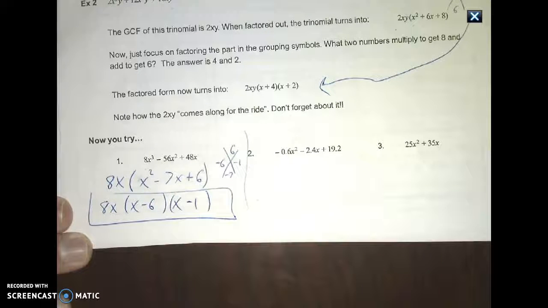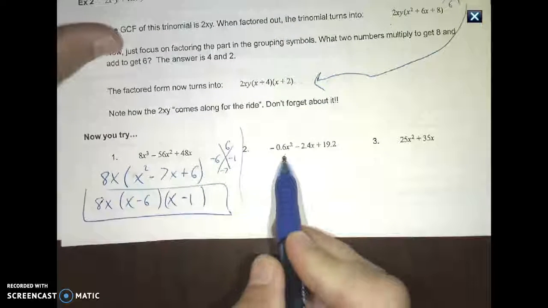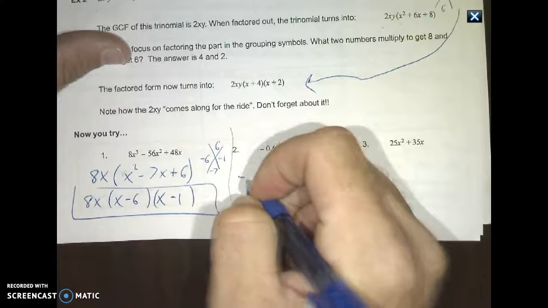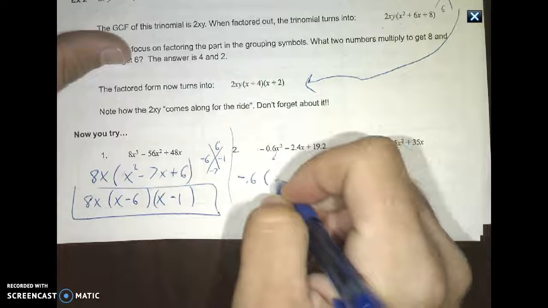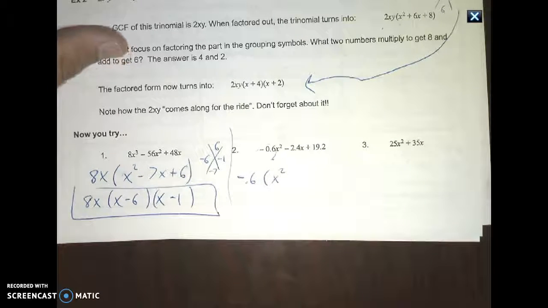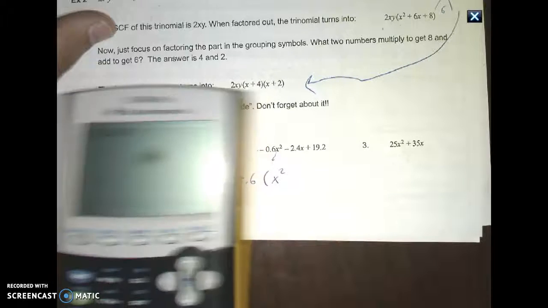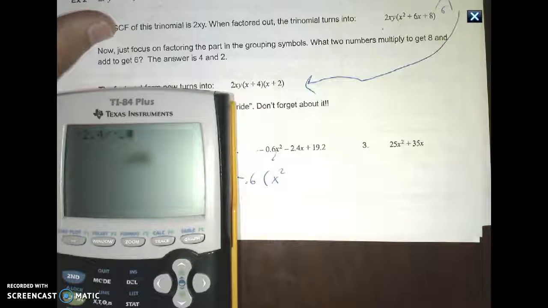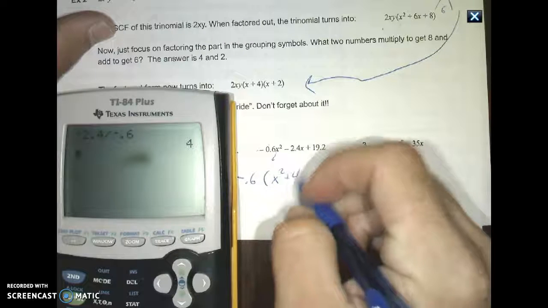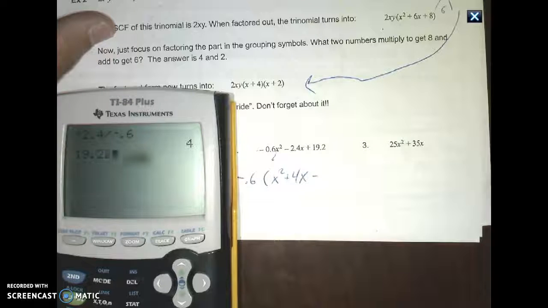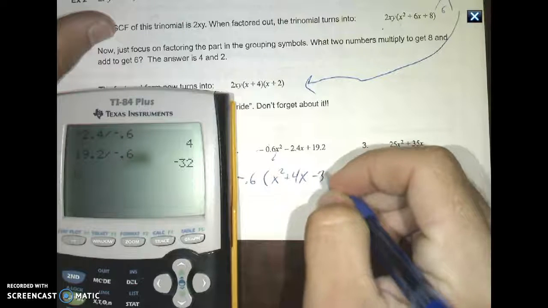Now for this next one, it looks really scary. Well, I'll give you a big hint. You start with the number out front, negative 0.6. I can take that out of everything. So if I take out the negative 0.6, the first term becomes x squared. Negative 2.4 divided by negative 0.6, I get a positive 4x. 19.2 divided by negative 0.6, negative 32.